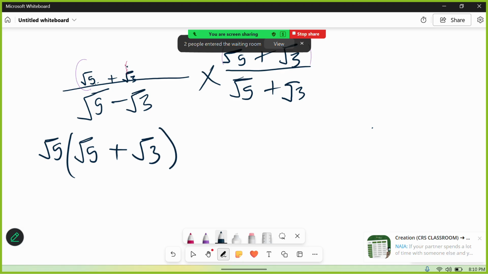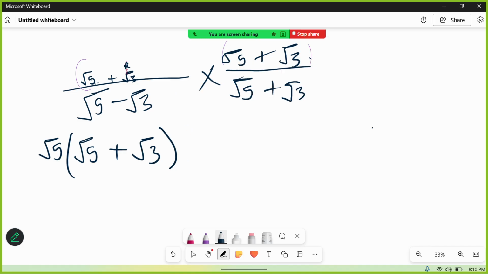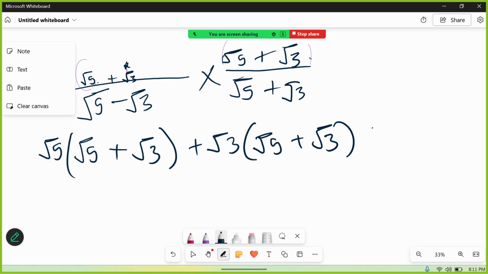Right? I'll now pick root 3. Root 3, multiply everything here also. We'll be having plus root 3, open bracket, root 5 plus root 3. Do you understand that?